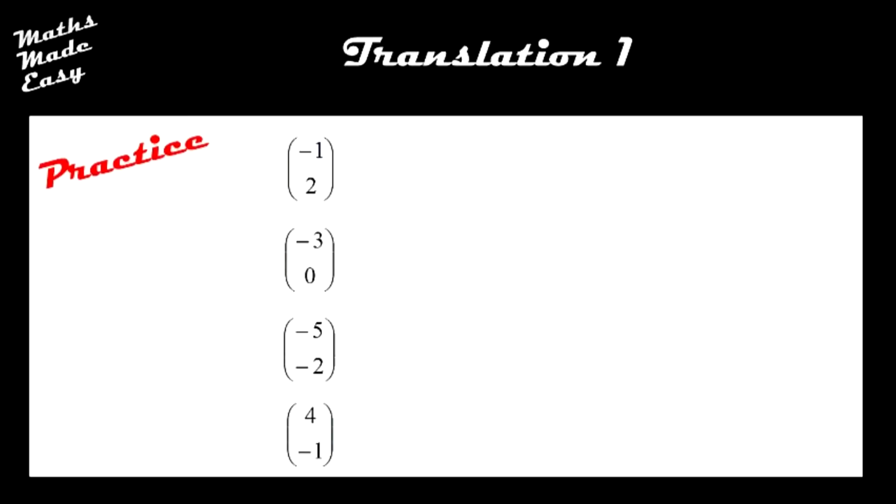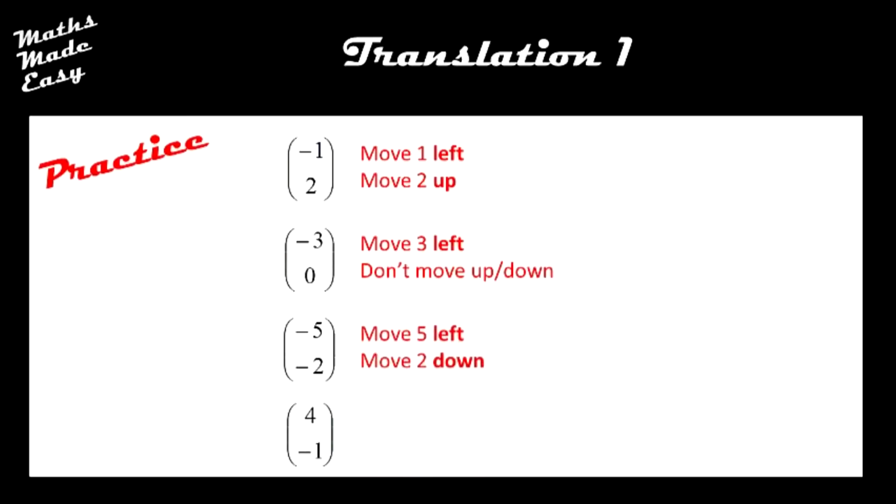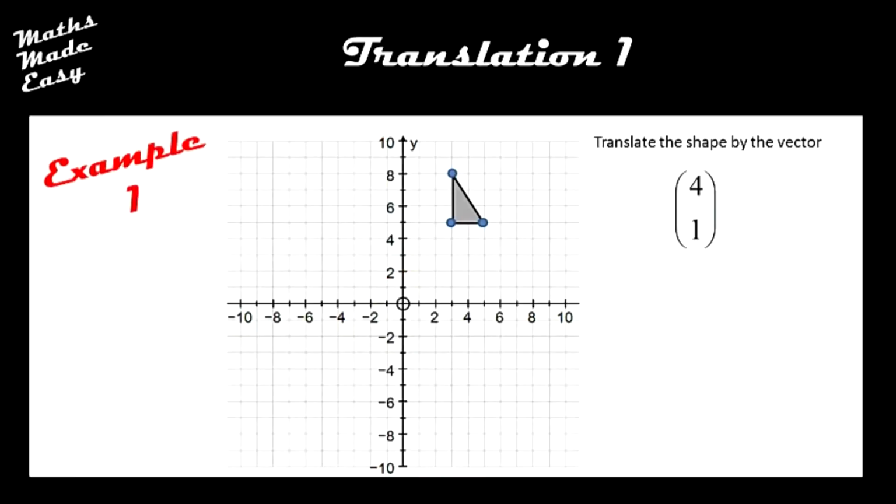Okay, solutions for these then. So the first vector, minus 1, 2, is asking me to do that. The second vector, minus 3, 0, this one's a bit interesting. It doesn't actually move up or down at all, and I show that by having the number 0 in there. The third example has me moving 5 left and 2 down, and the very last one, 4 to the right and 1 down.